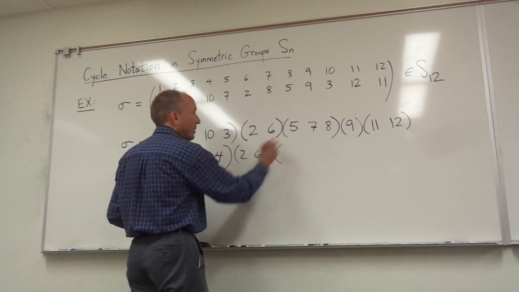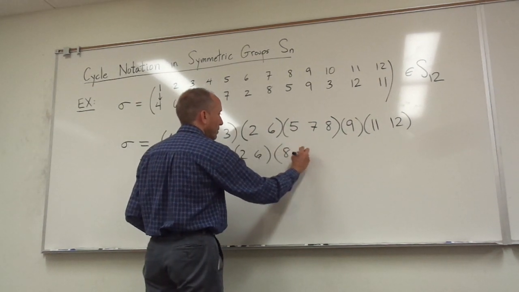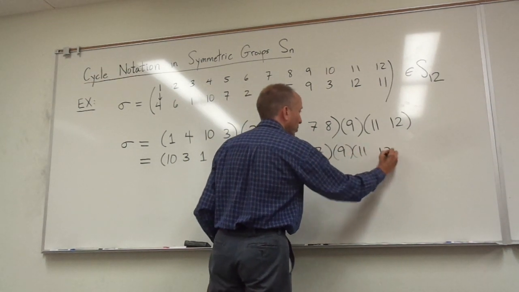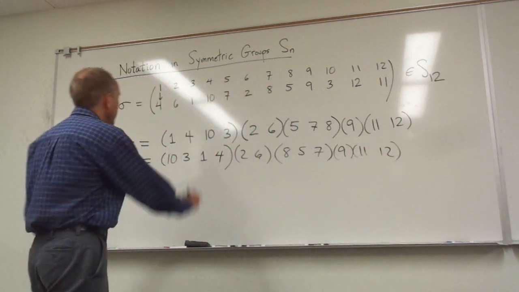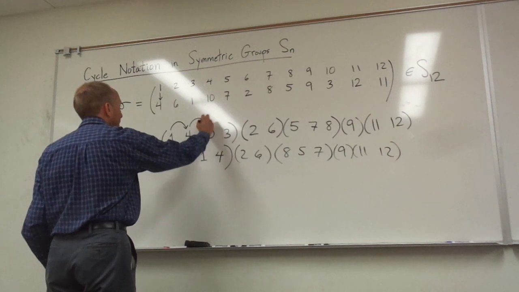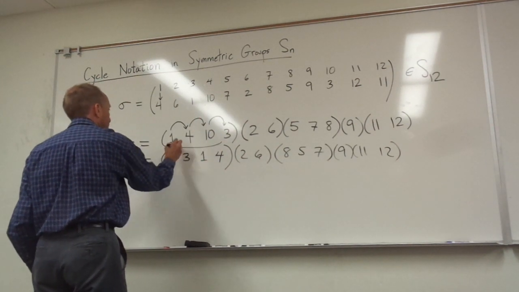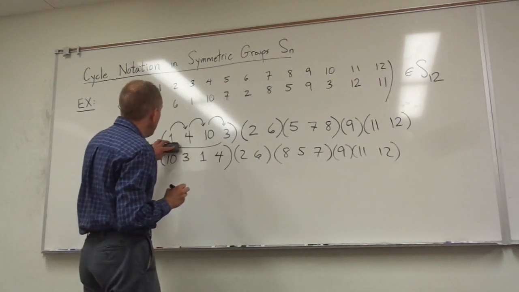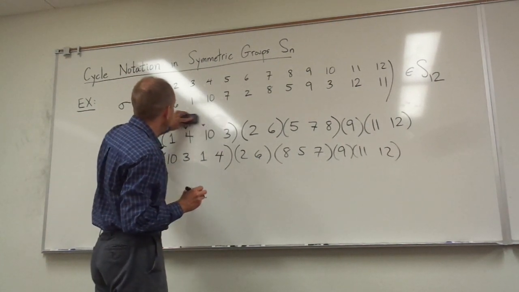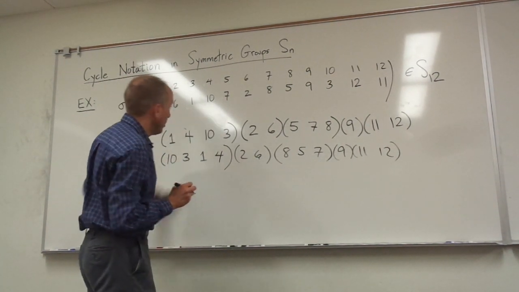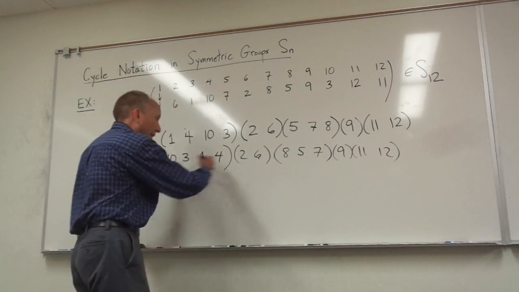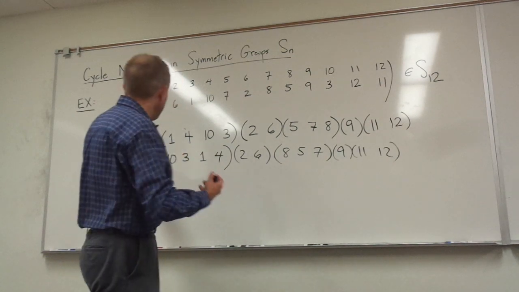I can do the same thing here, for example. I could do 8 to 5 to 7. As long as I'm writing the numbers in the same order, right? Sort of from left to right. Remember, you're kind of moving to the right before cycling back, okay? So these two cycle notation expressions that I've got on the board are exactly the same, right? I mean, they look different, but they represent the same sigma.